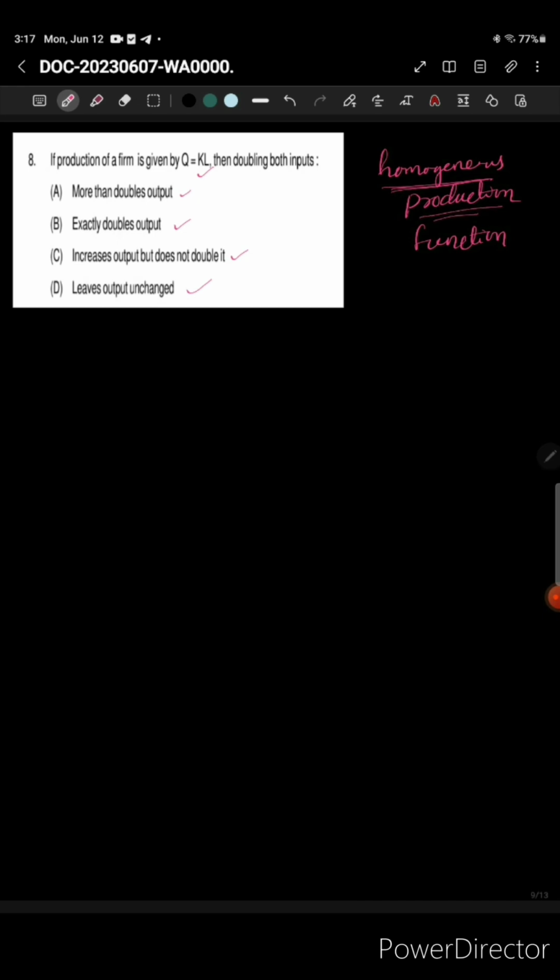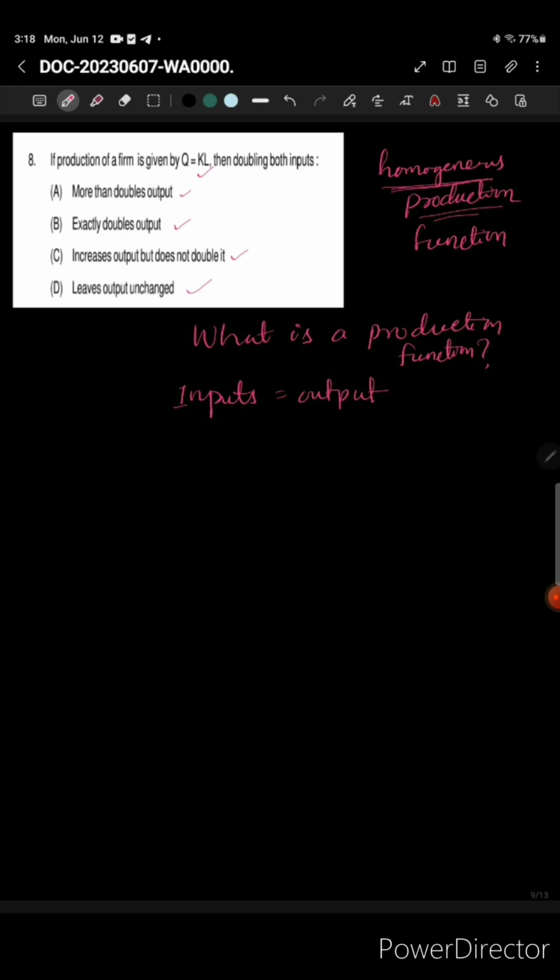So I think you must remember that I have already told you what a production function is. Let me explain it again: a production function shows a technical relationship between inputs and output.